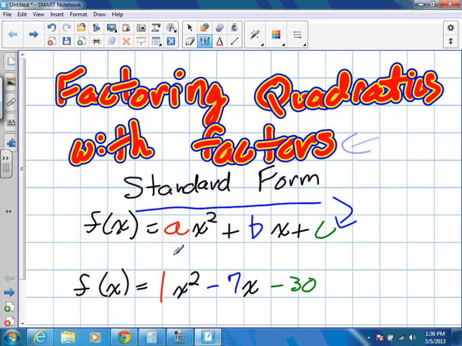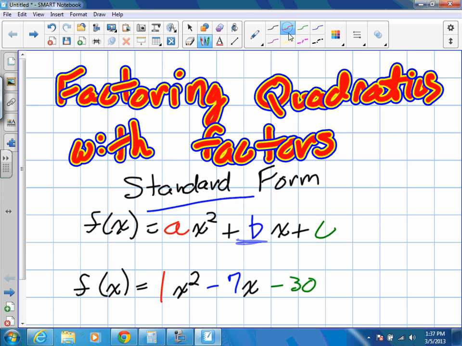You guys were used to seeing vertex form, which still had an A, but it also had an H and a K involved. This is different. This is a different style. This is a different form of a quadratic. Okay? So when we're factoring, what we're doing is we're going from standard form to what's called factored form.